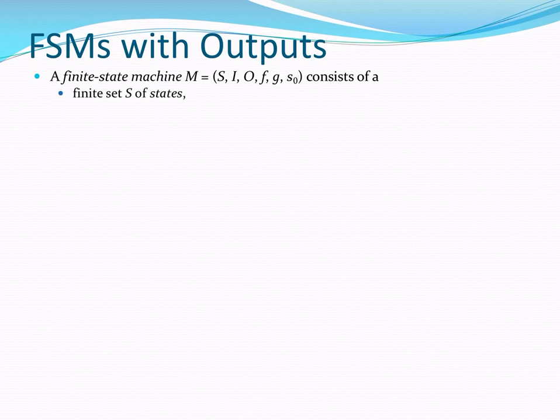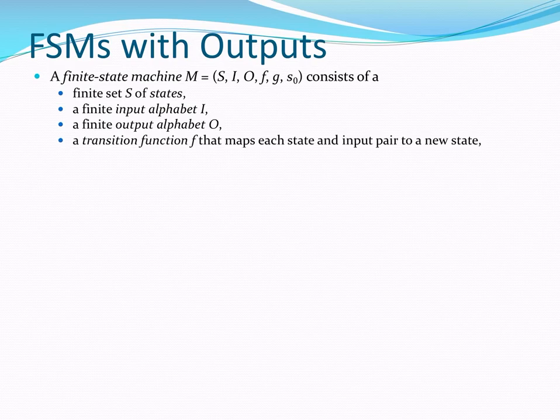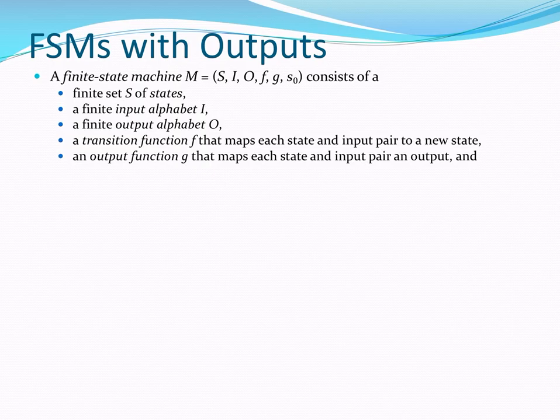Those items needed to define a finite state machine are the set S of all the possible states, an input alphabet, and an output alphabet. Then we need a function that manages the state transitions, and a function that provides the output given the state and the input pair. And then we need to designate an initial state, and usually that state will be called S sub 0.